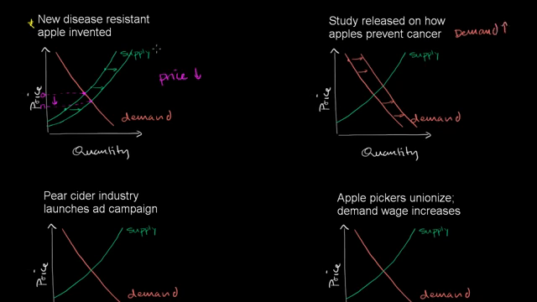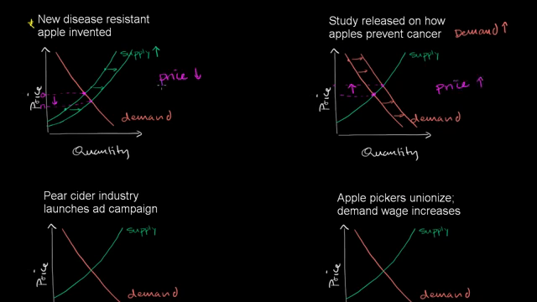In this situation, supply went up. Here, demand goes up. And what happens to the price? Well, this is our old equilibrium price. This is our new equilibrium price. The price clearly went up.